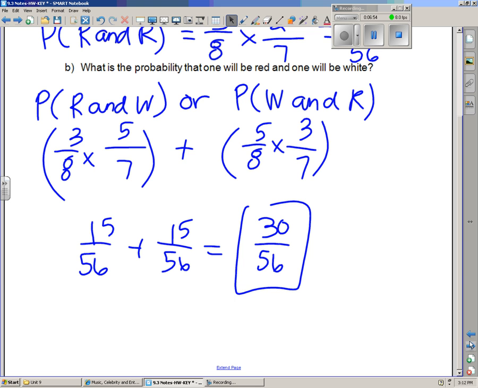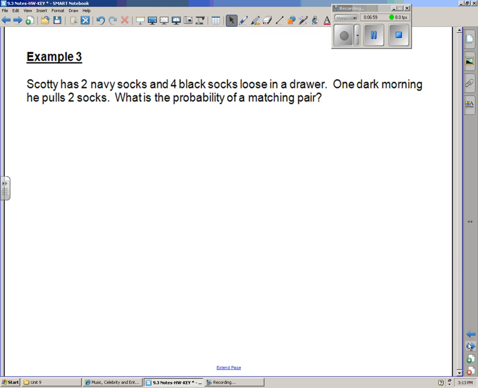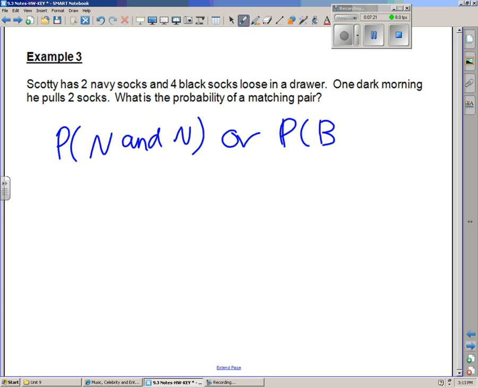Okay, so let's go ahead and do another one. Example 3. Scotty has 2 navy socks and 4 black socks that are loose in a drawer. One dark morning, he pulls 2 socks. What's the probability of getting a matching pair? Well, a matching pair means that he would pick out of the drawer navy and then navy, or he could pick out of the drawer black and then black.